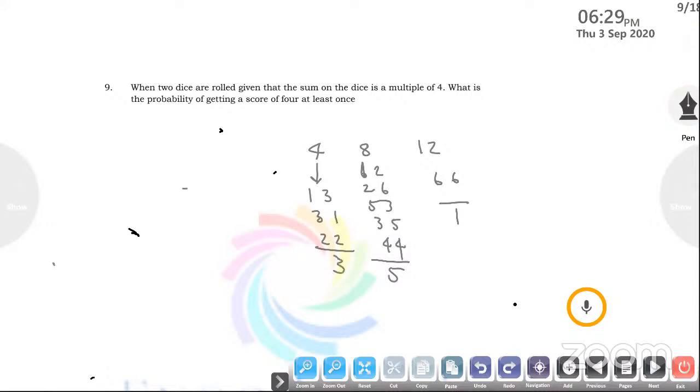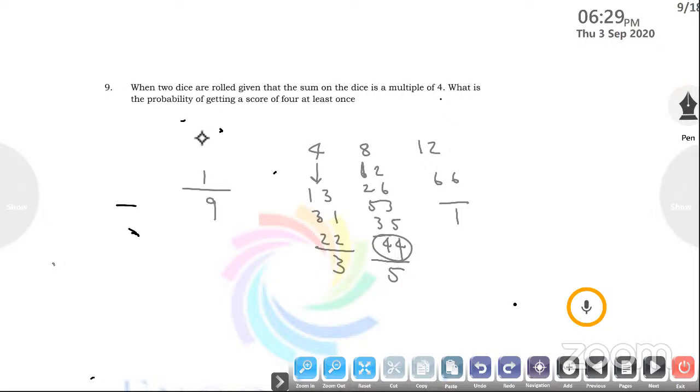Total is 9. Now the question reads, what is the probability of getting a 4 at least once? This is the only case where you are getting a 4, so 1 by 9. But they can ask it the other way also, because one student told this, and the other student came another way. Everything else is the same.